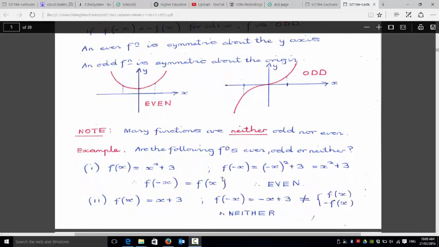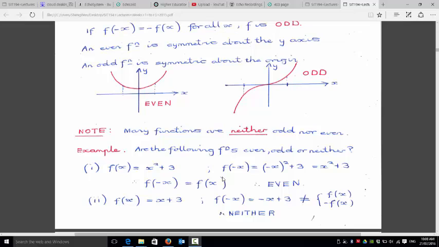Here I give you one piece of experience, and you just keep it in mind. Many functions are neither odd nor even. I just give you some examples.